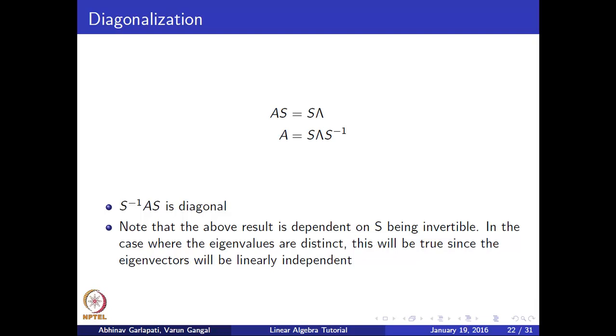Note that S inverse AS is a diagonal matrix, since S inverse AS is nothing but capital lambda, the diagonal matrix of eigenvalues. This result is dependent on S being invertible. It will hold if the eigenvalues of a matrix are distinct, since the eigenvectors would then be linearly independent. This would mean the columns of S would be linearly independent, and hence S would be full rank and, as a consequence, invertible.